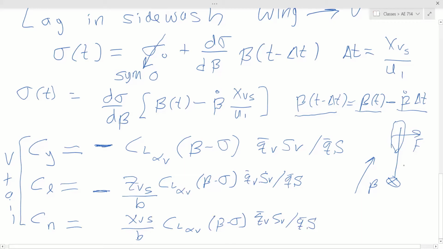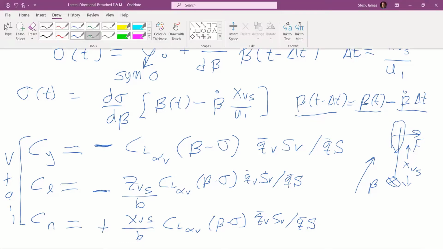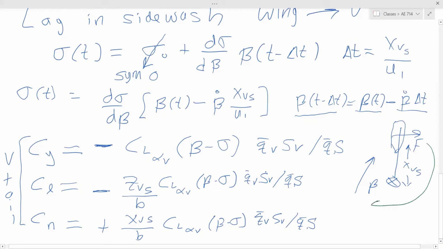And I can add that XVS to this diagram. That's this moment arm here, back to the AC. And this is positive because a positive force here creates a positive yaw. Sorry, a negative force there times the XVS gives us a positive yaw.